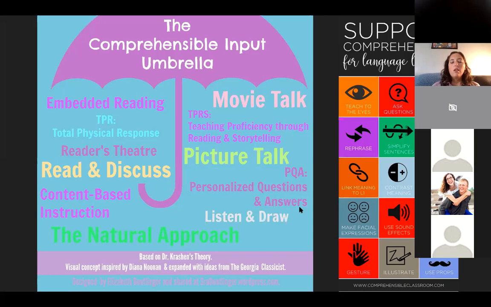The teacher will narrate as the students draw to show their comprehension.